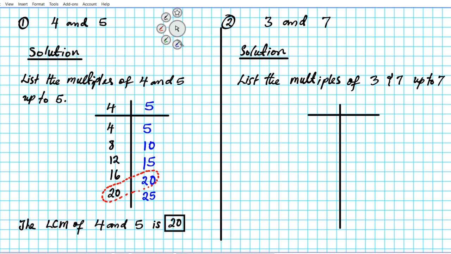Which one do we start with? The bigger or the smaller? You start with the smaller. Okay, always start with the smaller one, and then you do the bigger one next.